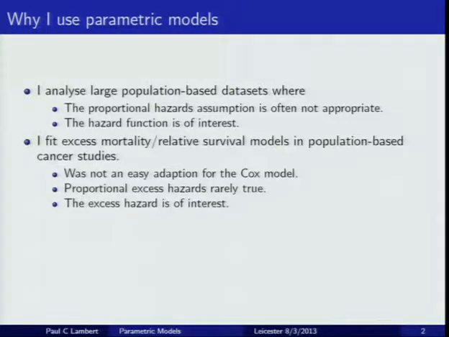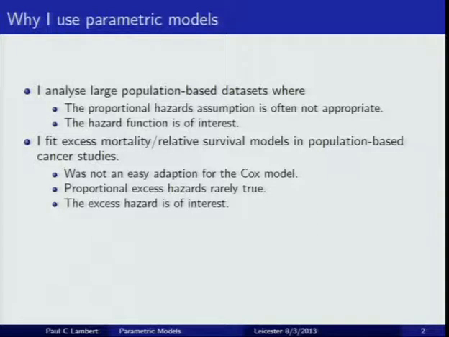In particular, I use what are called excess mortality or relative survival models, where we look at mortality in excess of that expected within the general population. And when we looked at this, there was not an easy adaptation for the Cox model. I'll talk a little bit more about this later. Again, proportional excess hazards is very rarely true within these models, and we need to model a time dependence. And again, the excess hazard rate, the excess mortality rate, is of interest.